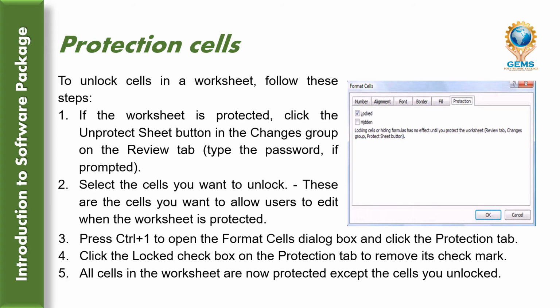Select the cell you want to unlock. These are the cells you want to allow users to edit when the worksheet is protected. Or you can press Ctrl+1 to open the Format Cells dialog box and click the Protection tab. Click the Locked checkbox to remove its check mark, and all the cells in the worksheet are now protected except the cells you unlocked.